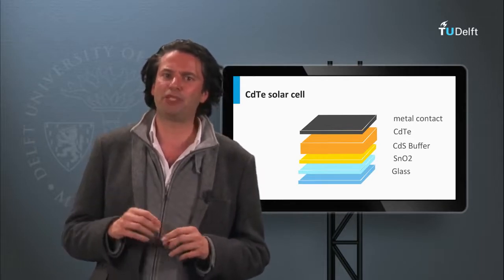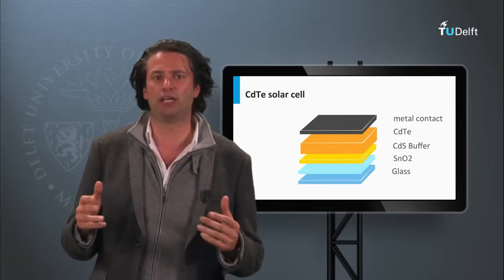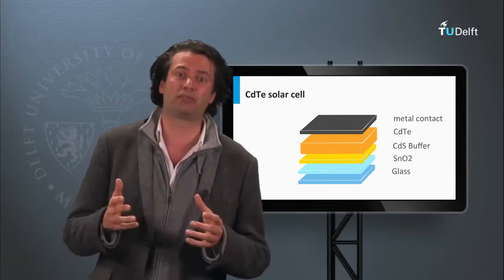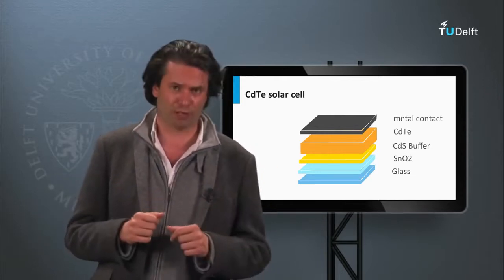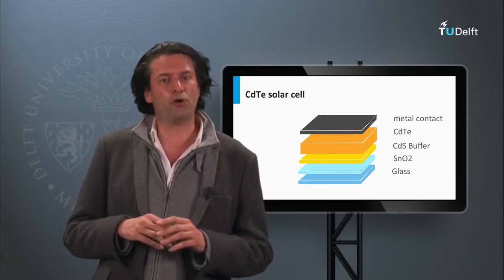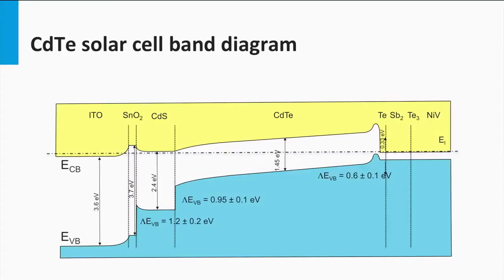Copper-containing contacts have been used as back contacts. However, on long timescales they may face instability problems due to the diffusion of copper through the cadmium telluride layer up to the cadmium sulfide buffer layer. Nowadays, a stable antimony telluride layer in combination with molybdenum is used.